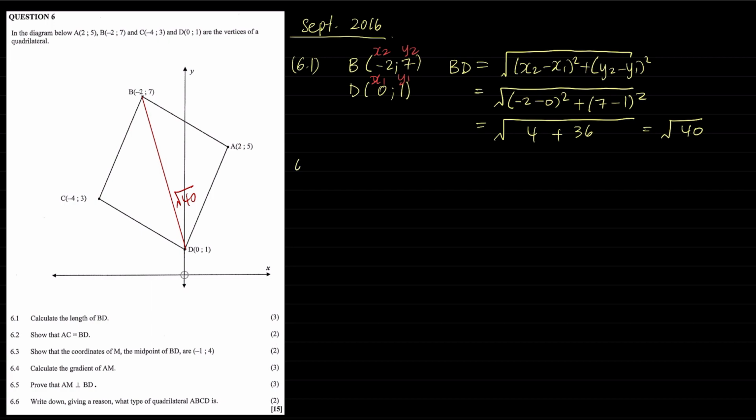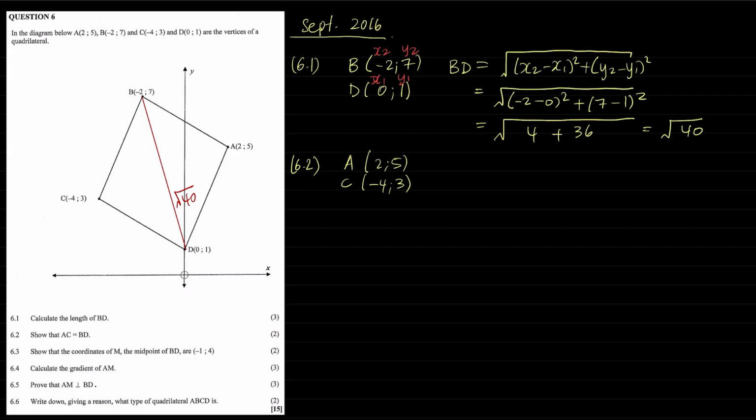Let's move on. Question 6.2. Show that AC is equal to BD. Now, to show that two lengths are equal, we just need to work out the length of the other side. So I'm going to write down the coordinates again for AC. So A is 2 and 5. C is negative 4 and 3.